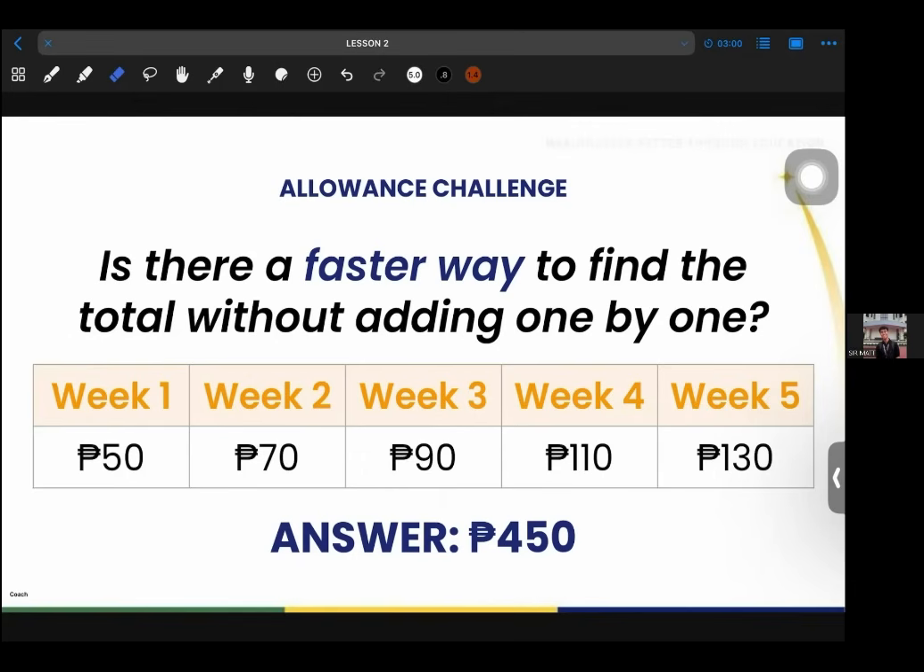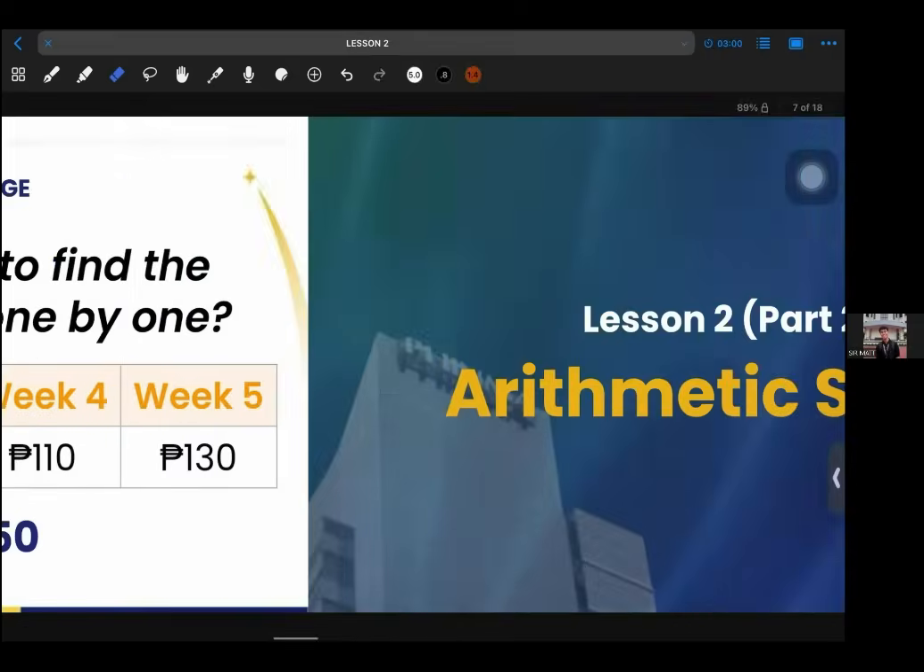But what if the saving continued for 50 weeks? Or even 100 weeks? Would adding each amount one at a time still be practical? Or is there a faster way to find the total without adding one by one?